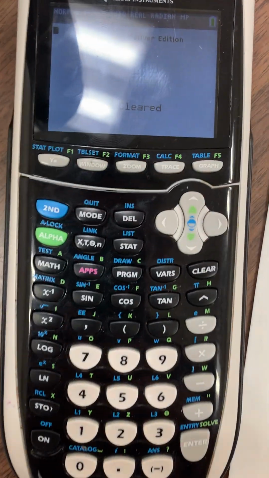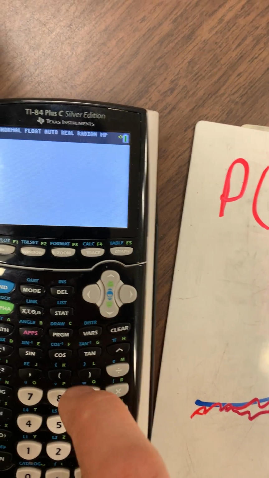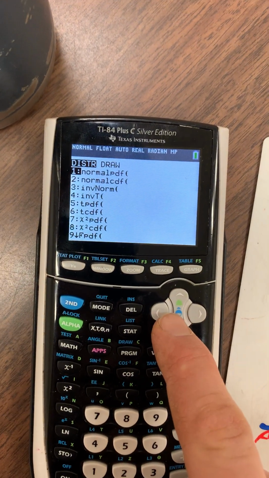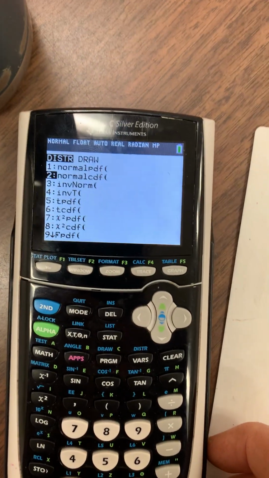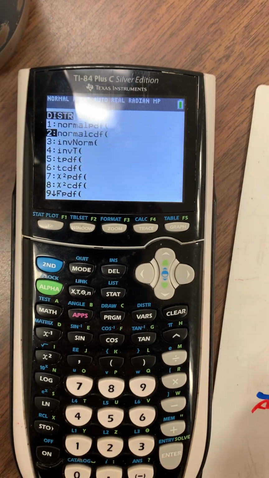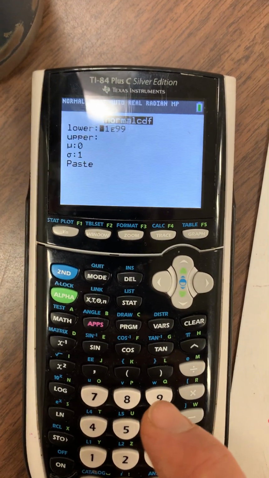So I go over to my calculator and I press second function, distribution. And I'm going to go to normal CDF because I'm looking for the cumulative or the area underneath the curve. I'm going to normal CDF. I'll never use normal PDF unless I'm looking for the height of the curve and I'm going to do some calculus with it. Now, it's asking me for my lower bound.